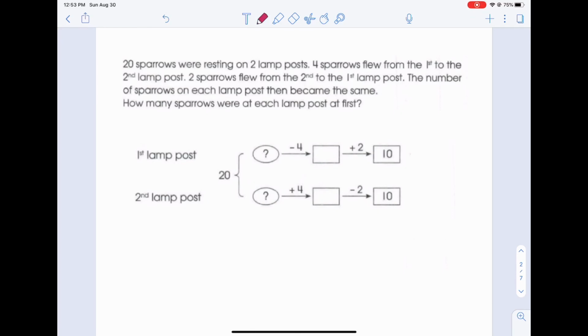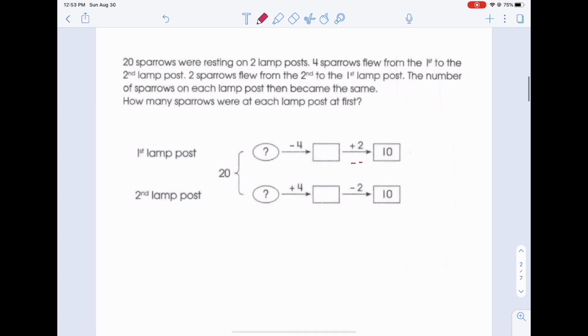And then how many sparrows were at each lamppost? First, well, we do the exact same thing, right? Minus 2 plus 4. So what is 10 minus 2? Well, that's 8 plus 4 is 12. What is 10 minus 4, right? 10 plus 2 is 12, minus 4 is 8.